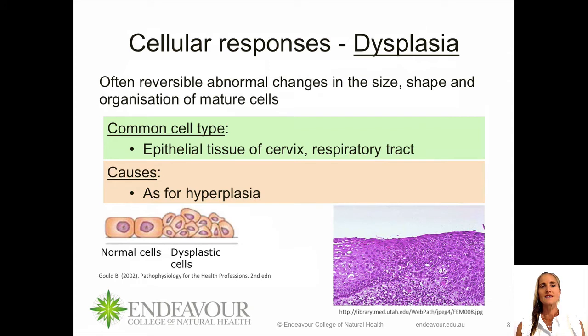This can often happen in epithelial tissue of the cervix, and you may have heard of cervical cell dysplasia, which is seen in abnormal pap smear results. Bronchopulmonary dysplasia is another condition. This is seen in premature babies born with underdeveloped lungs who require extended breathing assistance. They can recover from this, often they recover from this, but not all the time.